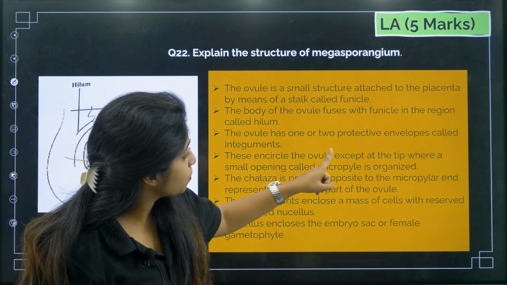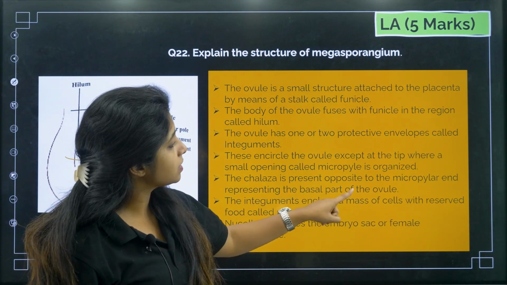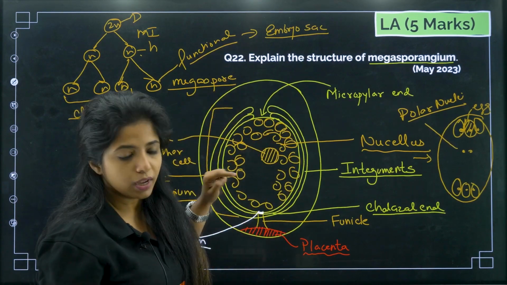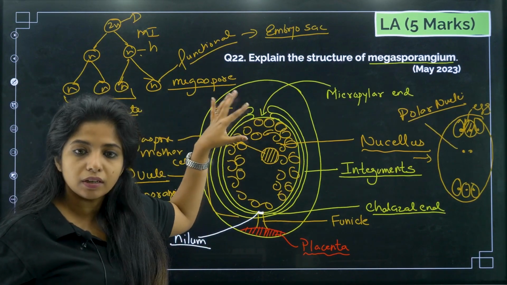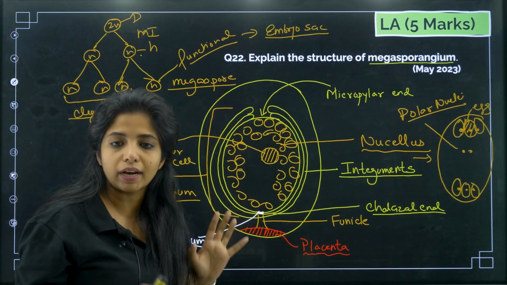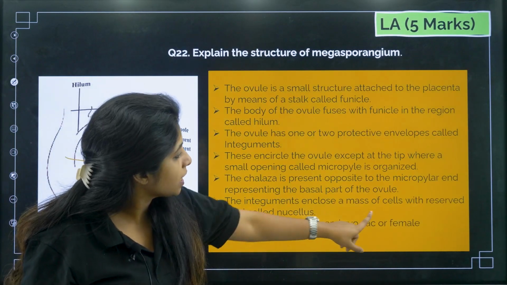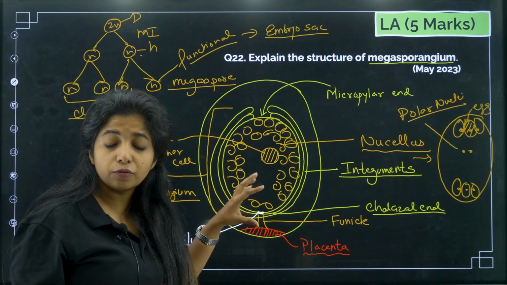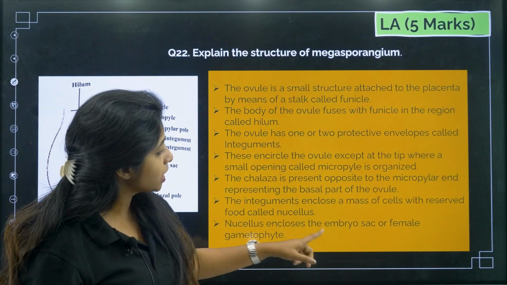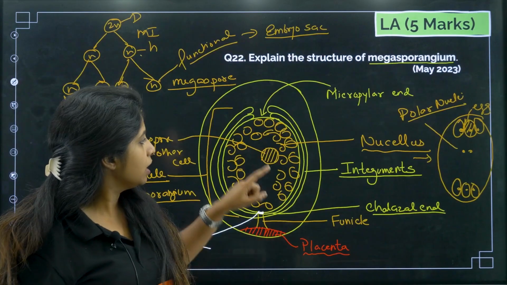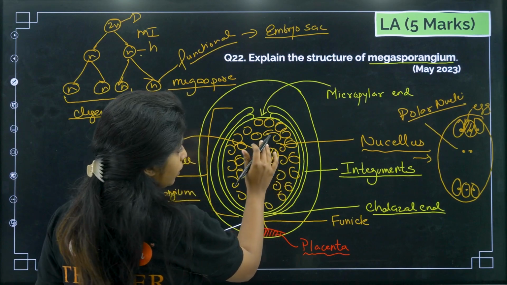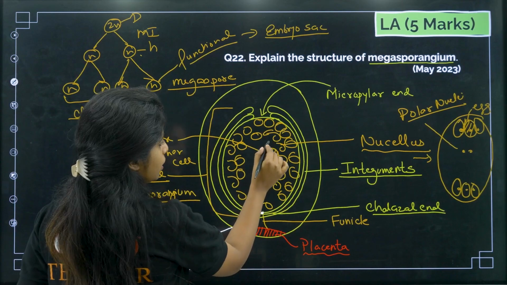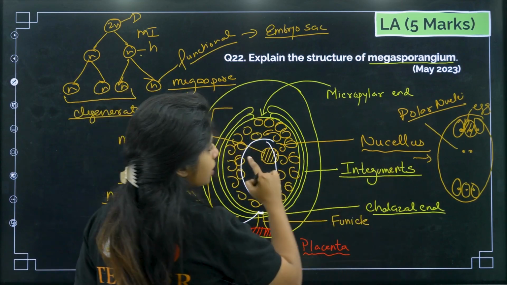Now, the chalaza is present opposite to the micropylar end, representing the basal part of the ovule. So wherever you find chalaza, that is the basal part of the ovule, even if it is round like this. If micropyle is here and chalazal end is here, still the basal part of the ovule will be towards the chalazal end. Now, the integuments enclose a mass of cells with reserved food known as nucellus. Now, the nucellus encloses the embryo sac or the female gametophyte. You see over here, this is the nucellus, and inside this one cell is dividing. So basically your female gametophyte or embryo sac is going to form over here.